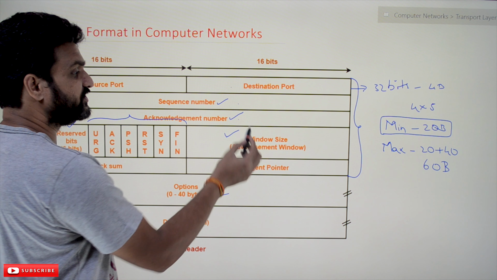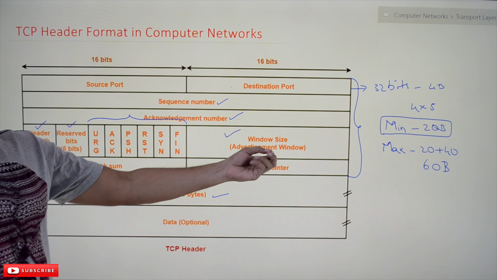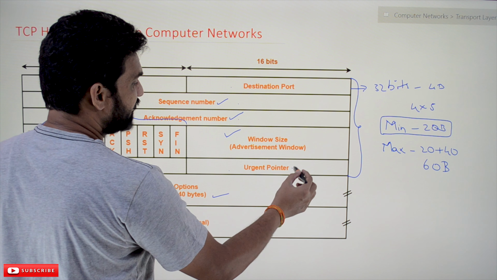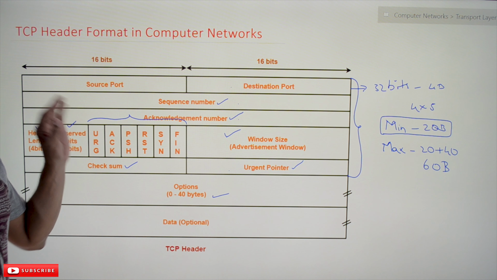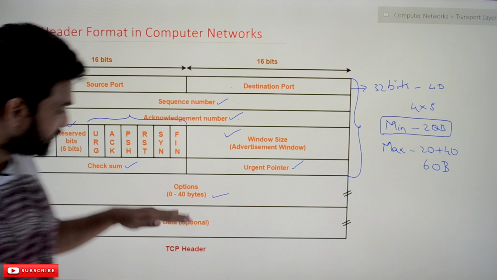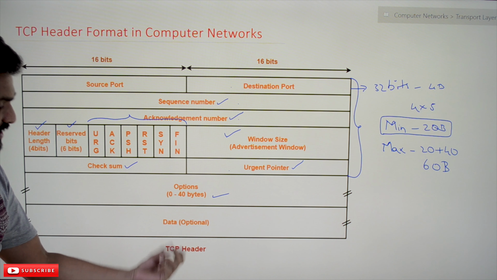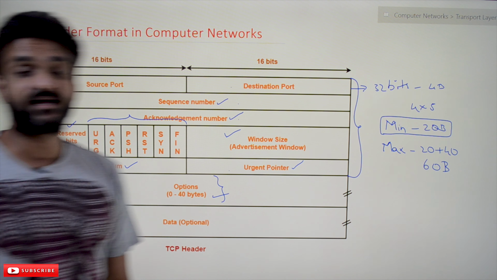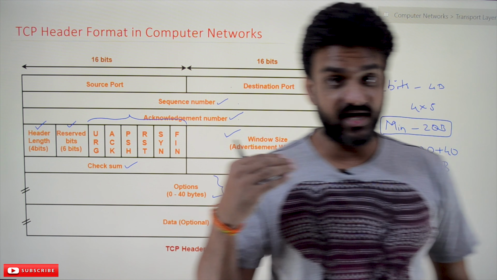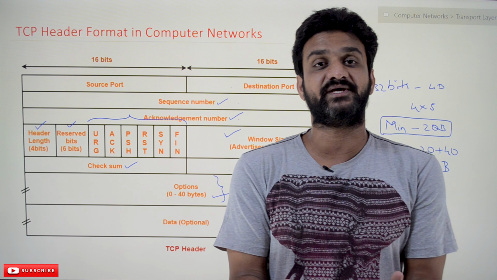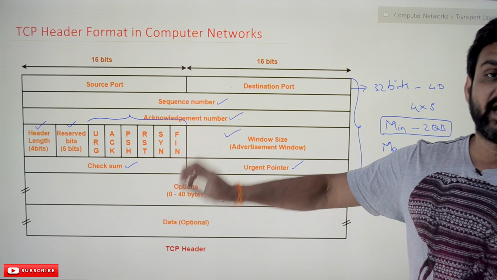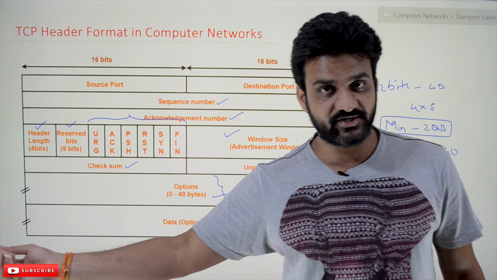The next one is the window size. This is for flow control. Next is the checksum, and then the urgent pointer. About each and every field we will try to understand. Below that we have the options, and then data. If the segment requires some optional data to be added into the header, then we use this optional space. About these options also we will understand in later videos.